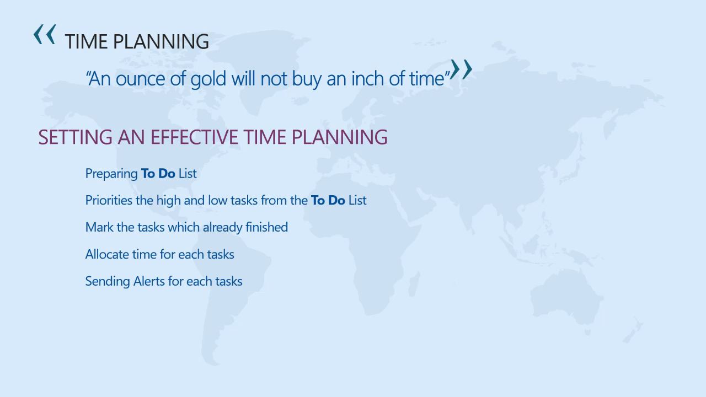While we are setting an effective time plan, we have to prepare a to-do list, prioritize the high or low level tasks from the to-do list, mark the tasks which are already finished, allocate time for each task, and send alerts or emails for each task. So we will go through all these steps individually and deeply.